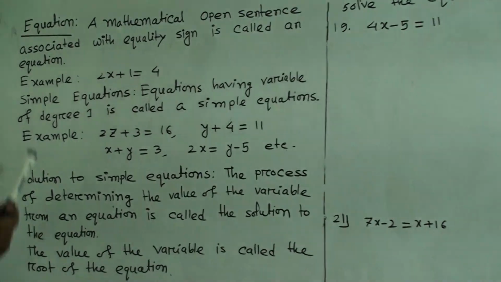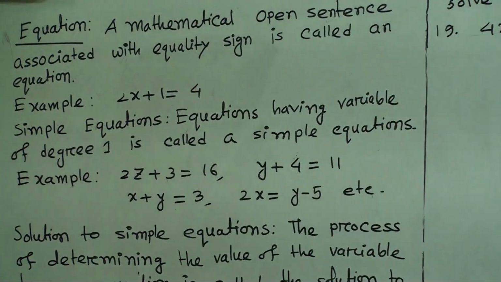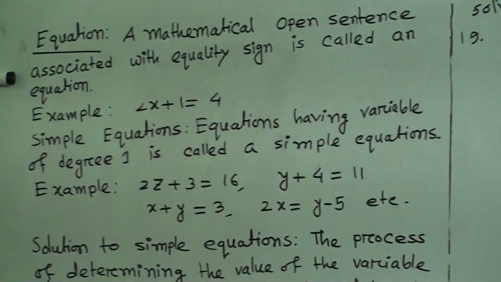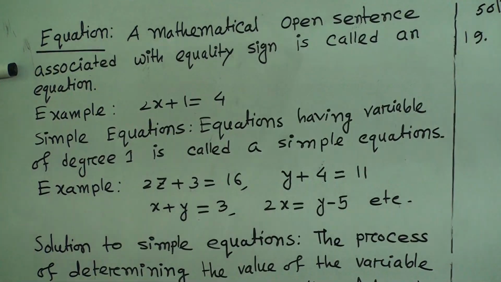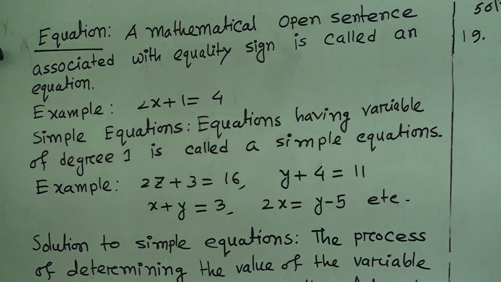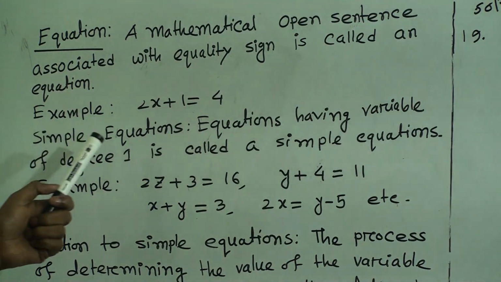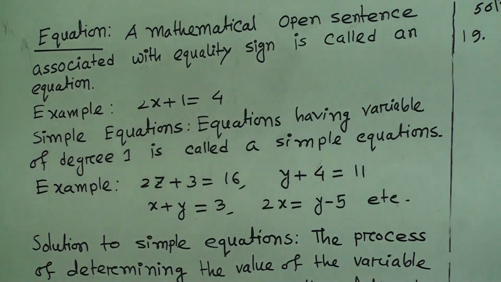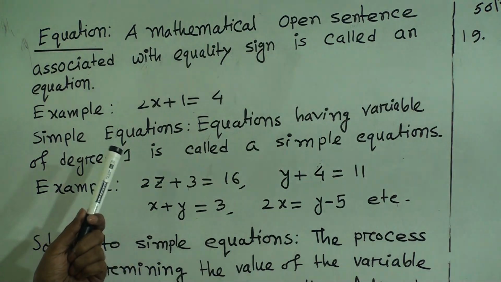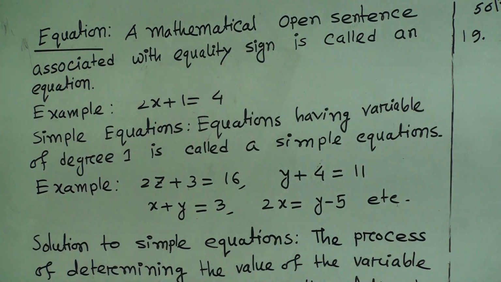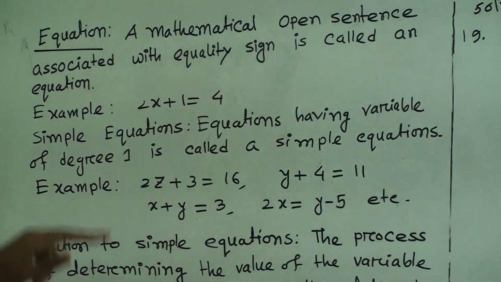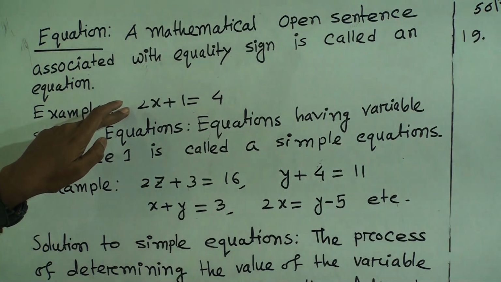At first, what is an equation? A mathematical open sentence associated with an equality sign is called an equation. Example: 2x plus 1 equal to 4. This is an equation and it has two sides. 2x plus 1 is the left side and 4 is the right side.